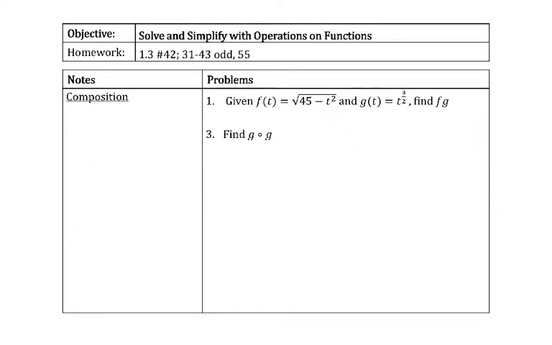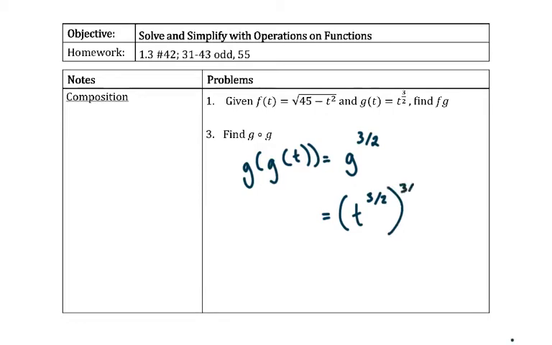The last thing I want to talk about with composition is that you can compose functions with themselves. So if you want to say g of g, you can say that, which would be, in this case, g to the 3 over 2, which would be t to the 3 over 2, to the 3 over 2. Multiply those exponents together to simplify. You get t to the 9 over 4 as g of g.